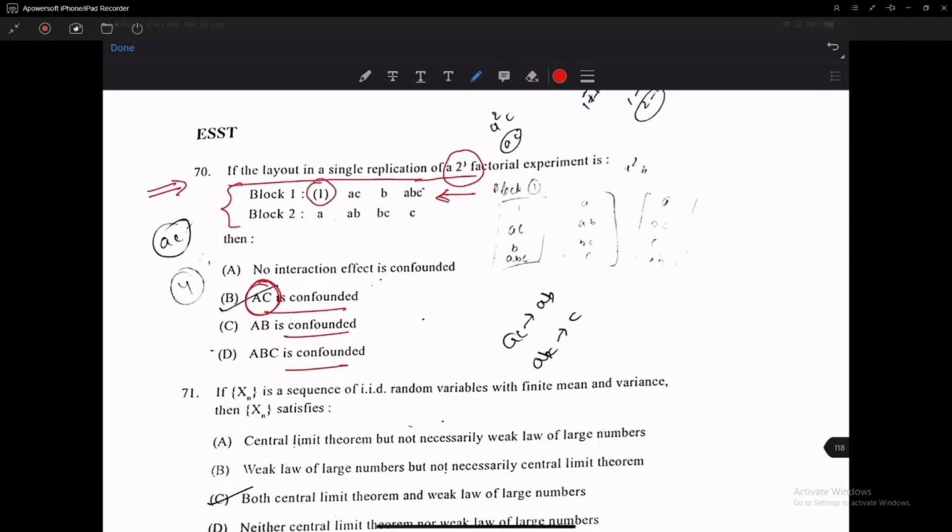If we compare with 1, AC has no common member with 1, AC has an even number of common members with AC, AC has no common member with B, and AC has an even number of common members with ABC. So we can surely say that AC has no common or an even number of common members with the key block. So AC is being confounded. So the second option is correct. Now let's go to the next problem.